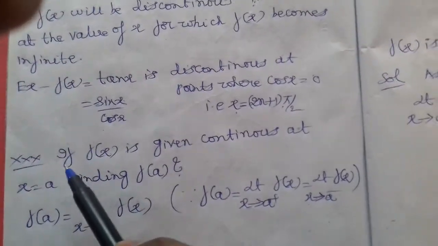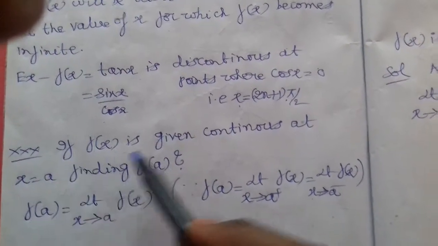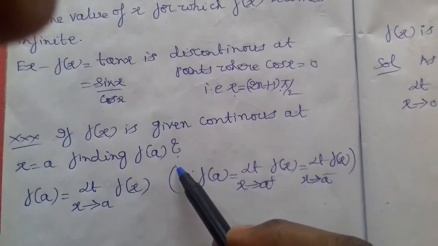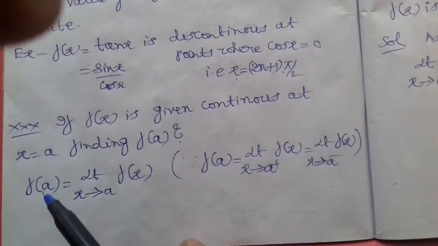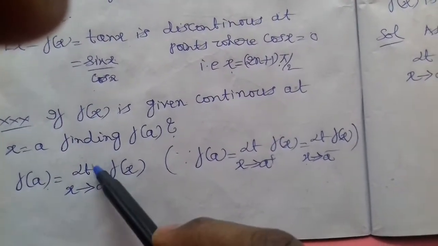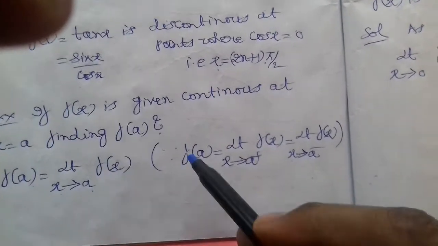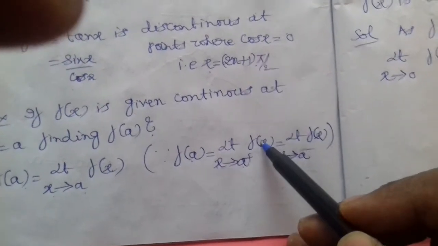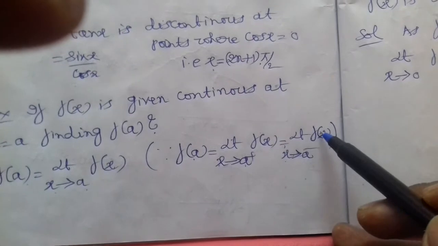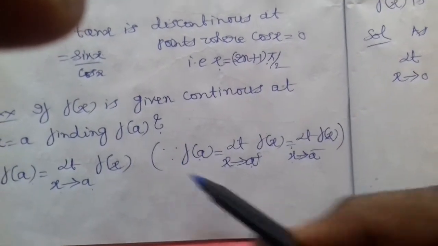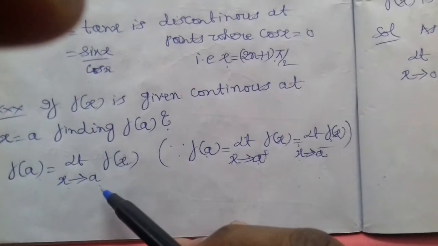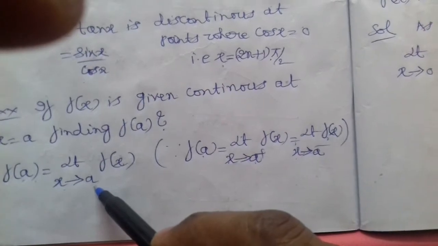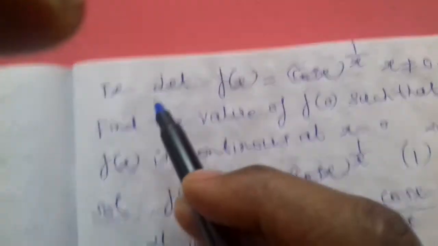In today's class, we will discuss finding f of a if f of x is given continuous at x equal to a. If it is continuous at x equal to a, f of a is nothing but limit x tends to a f of x. Since f of a, limit x tends to a plus f of x, and limit x tends to a minus f of x, all three are equal. So whenever it is given continuous, for finding f of a, you find out limit x tends to a f of x. Let us see one example.